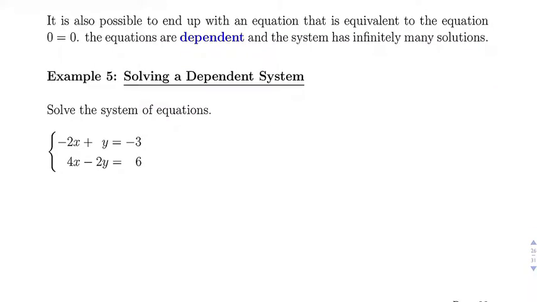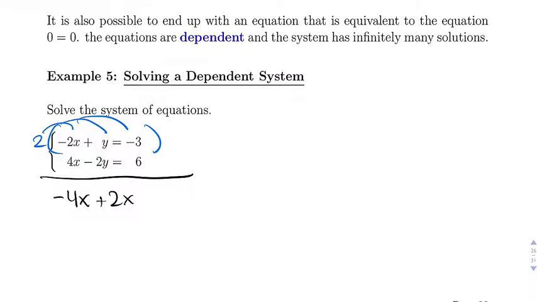So in the last example, we got down to a line where we had 0 equals some number. It's also possible to end up with an equation that is equivalent to the equation where we have 0 equal to 0. The equations are said to be dependent and the system has infinitely many solutions. So we're going to use the elimination method again, and this time instead of getting rid of x, I'll get rid of y. And what I'll do is I'll multiply this first row by 2. So now my y's ultimately will be the exact same and only different in sign. So now I'll have -4x plus 2y equals -6. And then we bring down the other part.